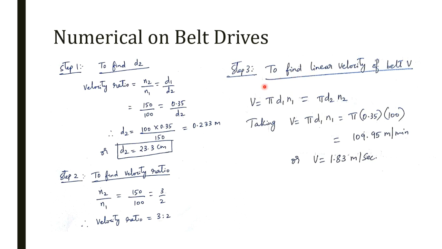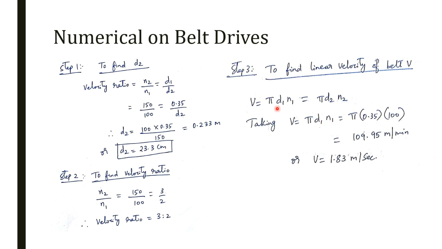Then the next step is to find the linear velocity of the belt. Linear velocity of the belt is equal to pi d1 n1, or you can consider pi d2 n2. So this pi d1 n1 is in terms of meter per minute. If you want meter per second, then you have to divide by 60. Just substitute the values, because you know all the values. Pi into d1 is 0.35 meter, n1 is 100 rpm.